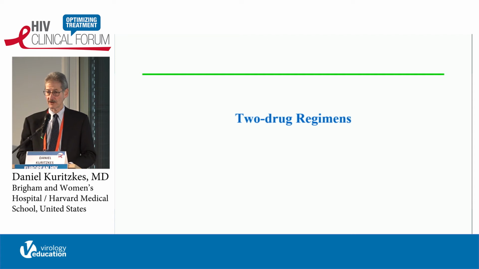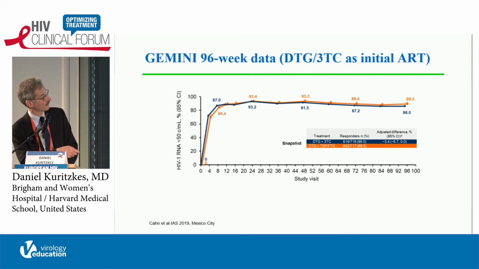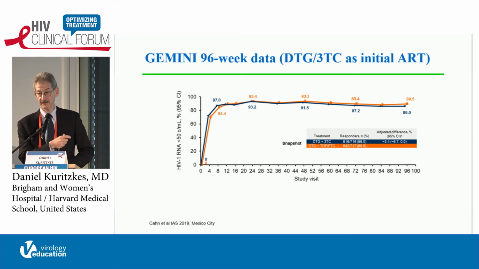Well, what about 2-drug regimens? The data we have here are for dolutegravir and 3TC. These are the 96-week data from the GEMINI trial, pooling the 2 GEMINI studies together, as presented this summer in Mexico City by Pedro Cahn, who really started the interest in dolutegravir 3TC with his pilot PADDLE study several years ago. And in this study, participants received either dolutegravir plus 3TC or dolutegravir plus TDF FTC.